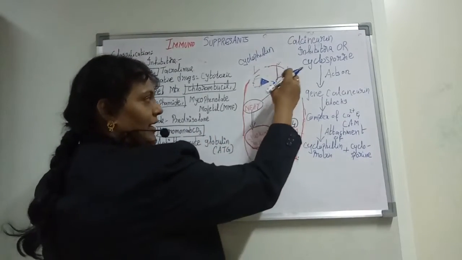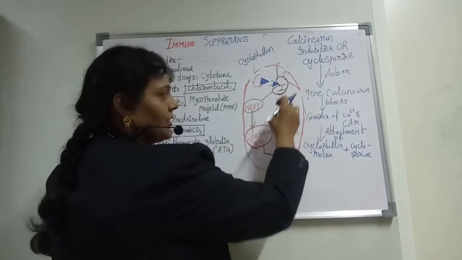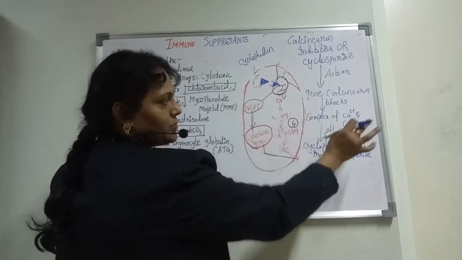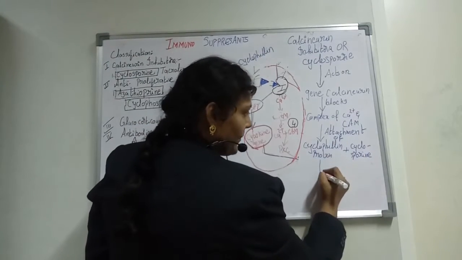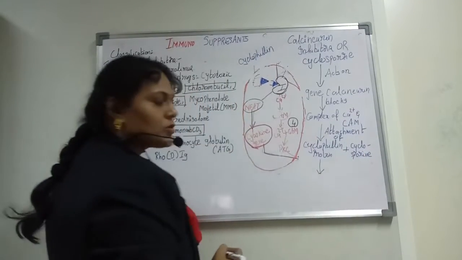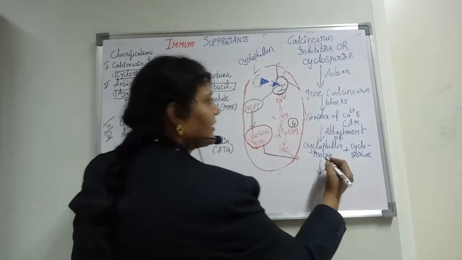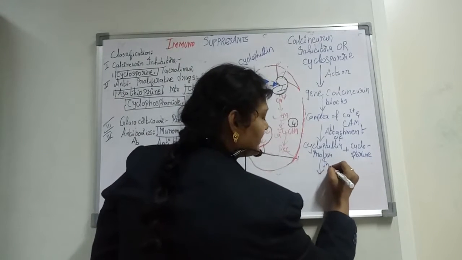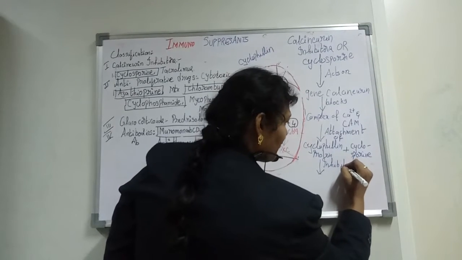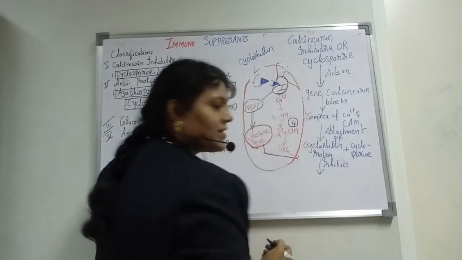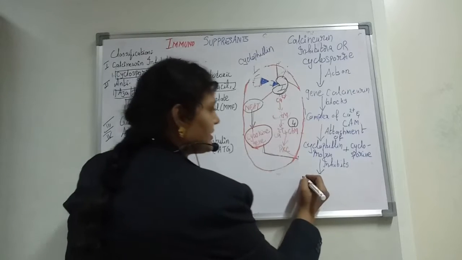And so once it is inhibited and blocked, the production of calcium and CAM is not done, and so this has been the attachment of that. And what happens? This is inhibiting. So what is it inhibiting? We need to write the word here, inhibits. What is it inhibiting? It is inhibiting CAM.